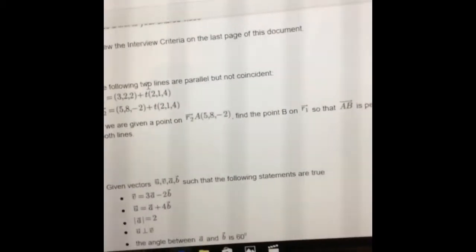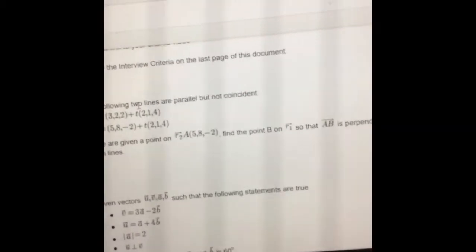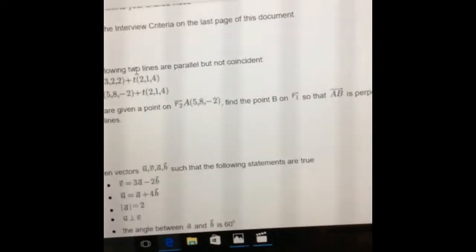So we're given a point on r2, and we have to find the point on r1 so that the line connecting those two points is perpendicular to both lines. Now when we move to our worksheet, I just did a quick sketch of the two lines, the point B, and how it's perpendicular. So we wrote down our equations and we know point B.